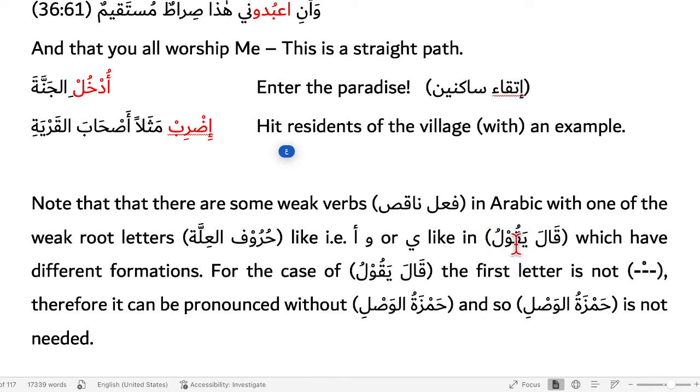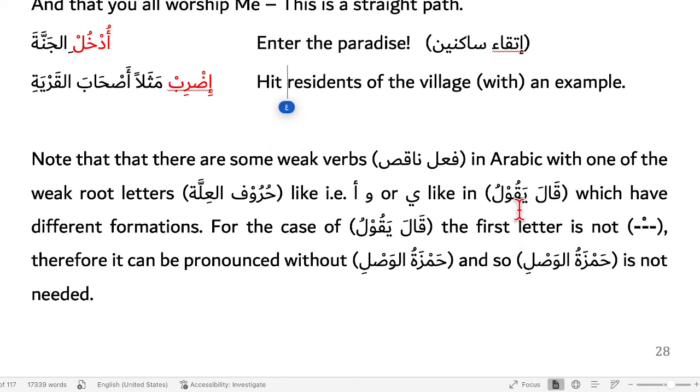Because in this case, like Yadkhulu, we added alif because we were not able to pronounce it, because there was a sukoon on the dal, Yadkhul. But here you can pronounce it because the first letter has a dhamma on it. So if you make a command verb out of that, it will be kul.